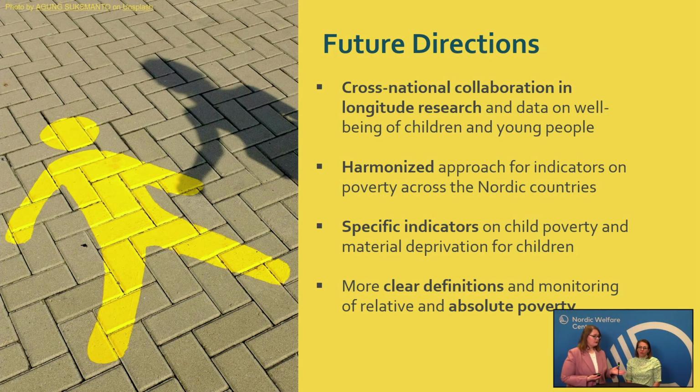Like Debora mentioned before, for example, for absolute poverty, there is no unified definition that we could use for all of the Nordic countries. Those that have it define it differently, and some of the countries don't have it at all. And moreover, we think that for the Nordic countries, it is also important to have some more specific indicators on child poverty and well-being for children.